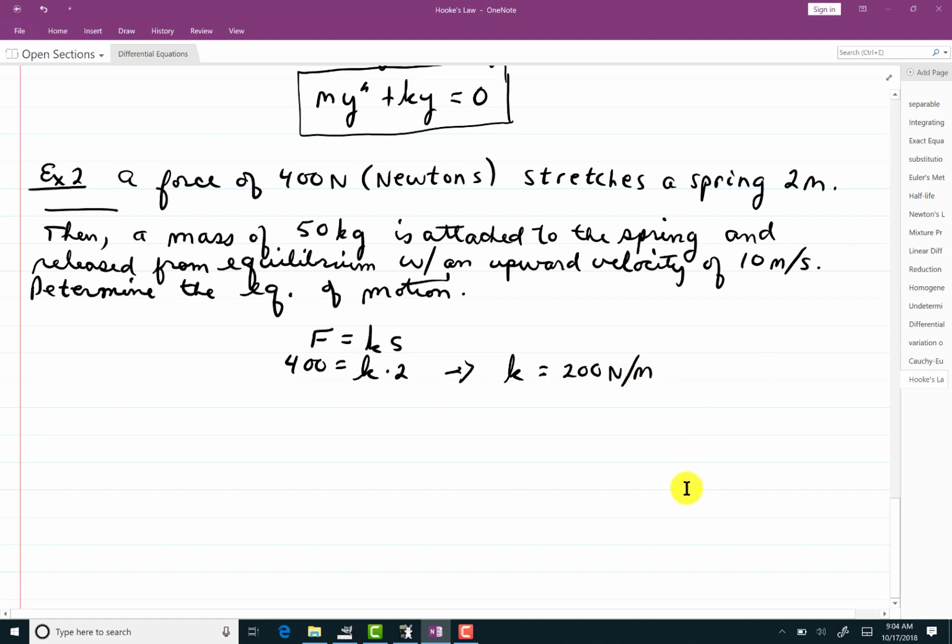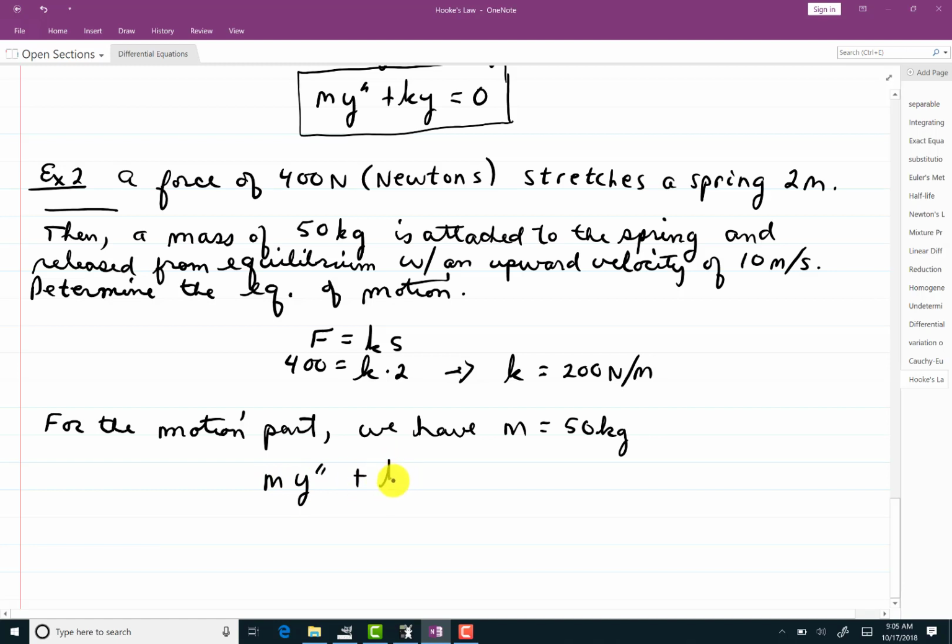Now that I have that, let's look at the equation of motion. So for the motion part, we have m equals 50 kg. We already know the k. So that tells us that when I do my y double prime plus k y equals 0, I'll change the m to a 50. The k I already know to be 200.